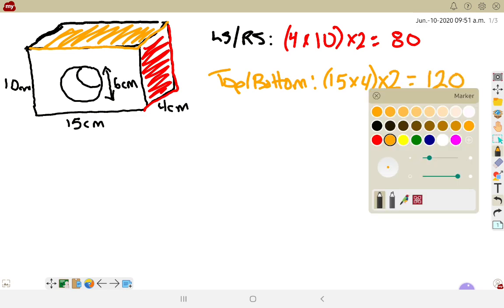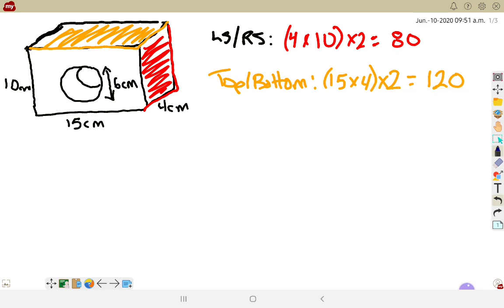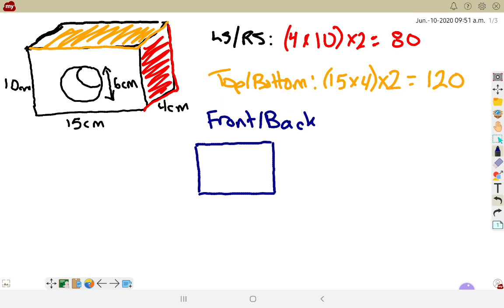All right, let's do one of the difficult ones now. So I'm going to look at the front. Now the front and the back are going to be the same, so I am going to times them by 2. But here's what the front and the back look like. If I look at it straight on, I would see a rectangle, and then I would see that circle, and I can see all the way through the circle to the other side.